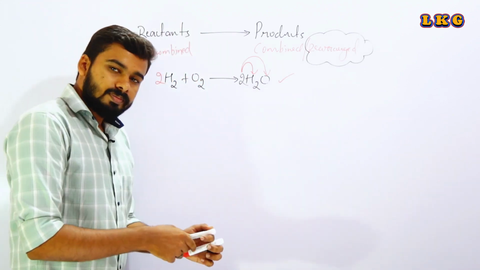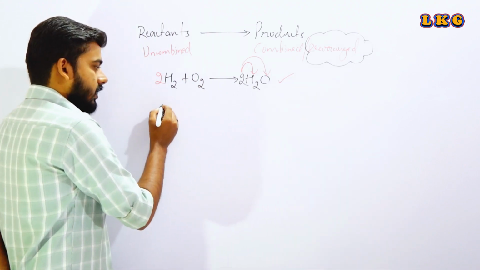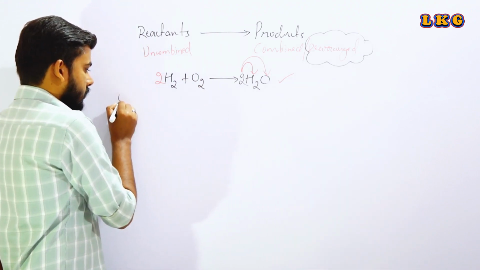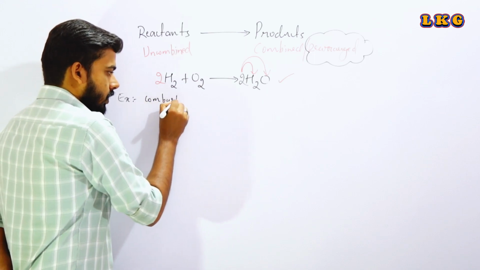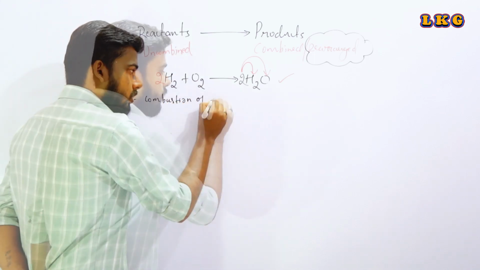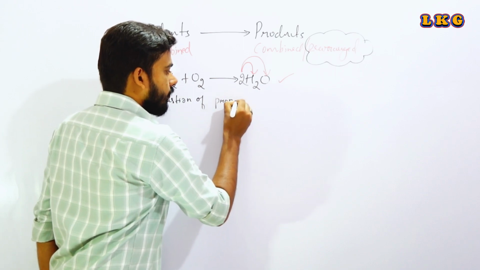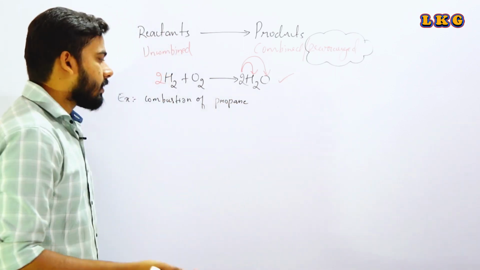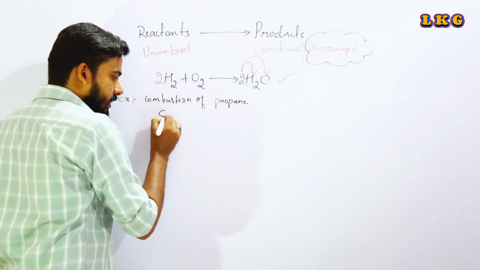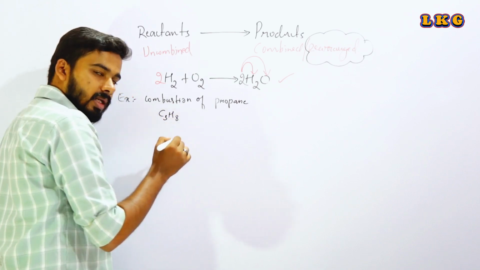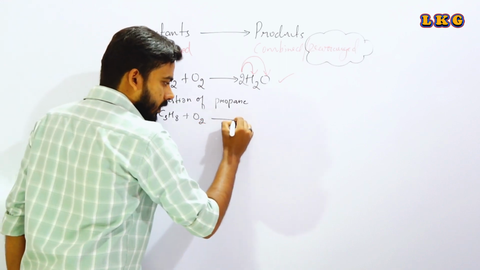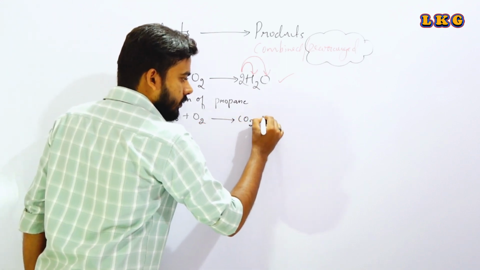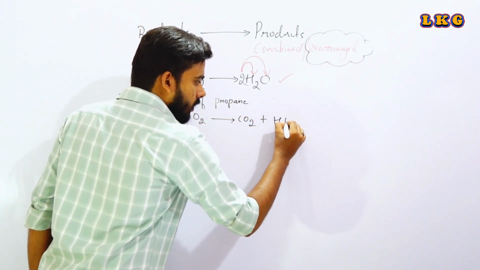Okay, stepwise example, if you consider combustion, propane. This is one example I am taking. So propane means C3H8 plus oxygen will give rise to CO2 plus H2.